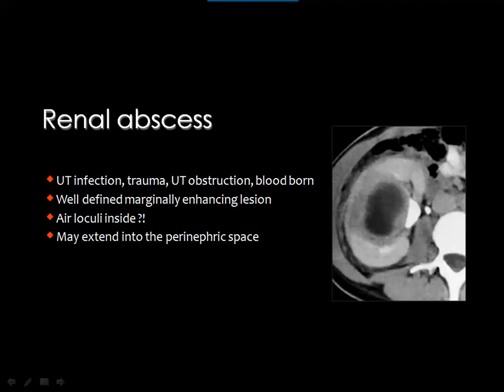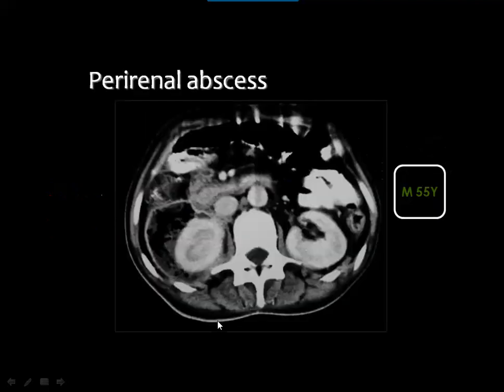The renal abscess is the development of an abscess inside the kidney. It is the sequela of urinary tract infection, trauma, or urinary tract obstruction, or maybe by hematogenous spread. Like any abscess anywhere, it will appear as a cystic lesion with a thick enhancing margin. The surrounding renal parenchyma will show some hypodensity due to perifocal edema, and also air loculi may be identified within the abscess, which may extend sometimes into the perinephric space.